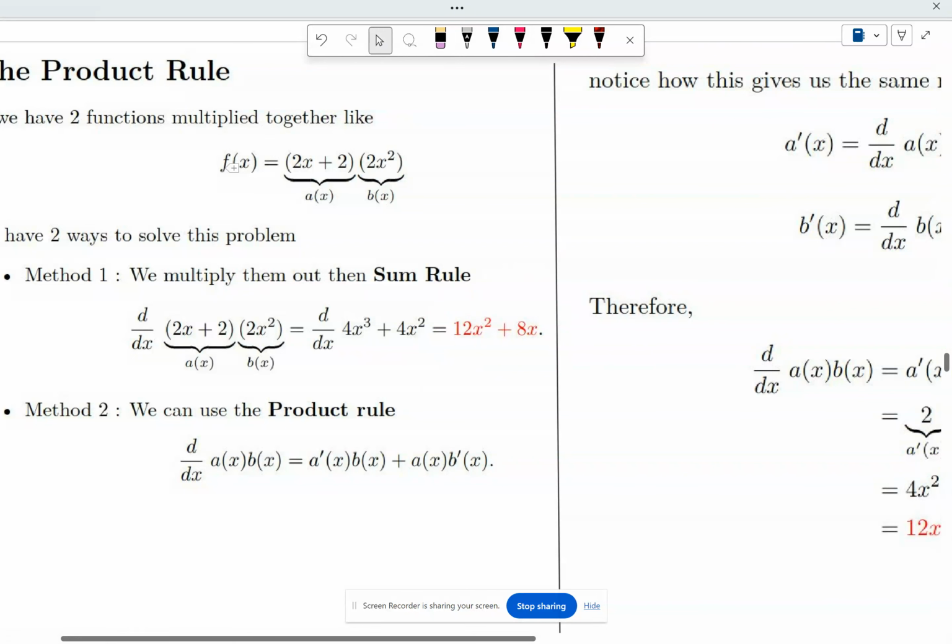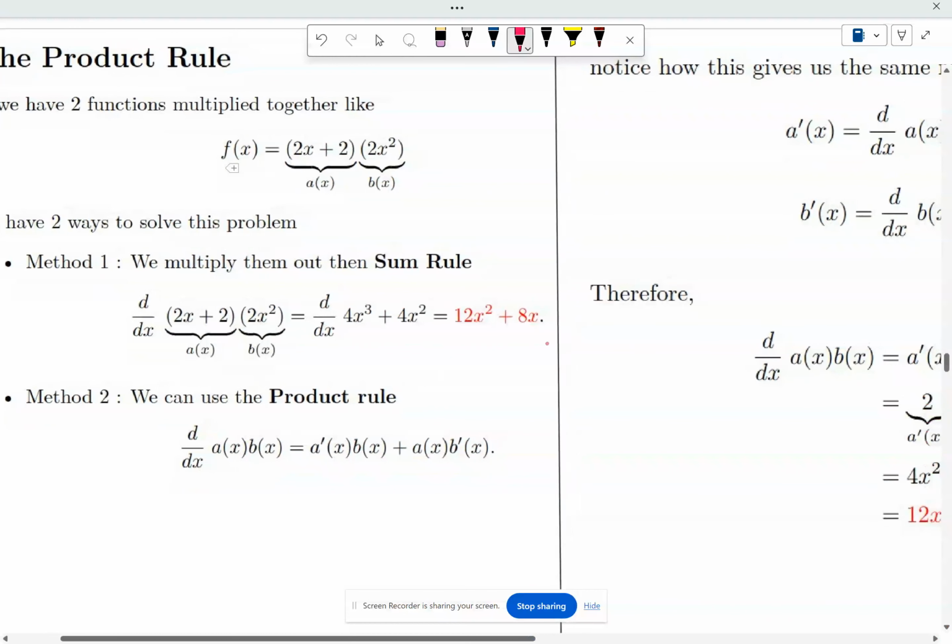And the product rule is very simple. We essentially split the function into two portions. After we split the function into two functions, a and b, then the derivative with respect to x of a times b, right, a times b, is simply the derivative of a times the function of b, plus the function of a times the derivative of b. So that is the product rule.